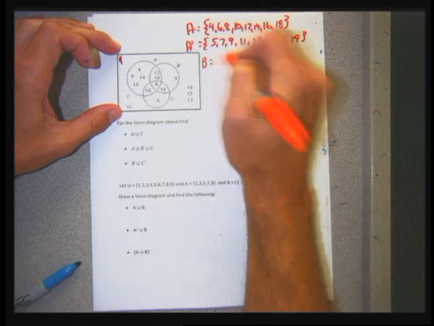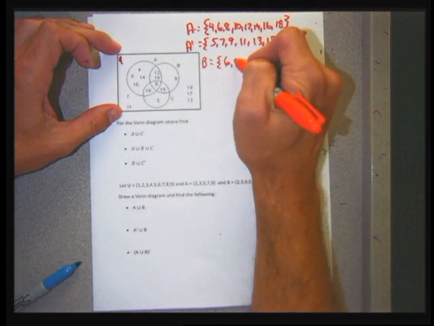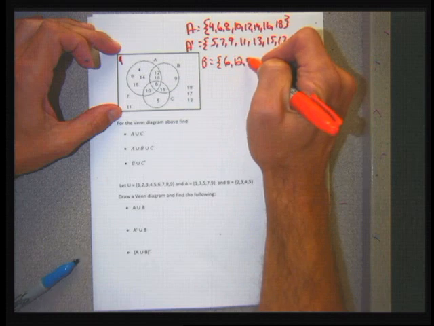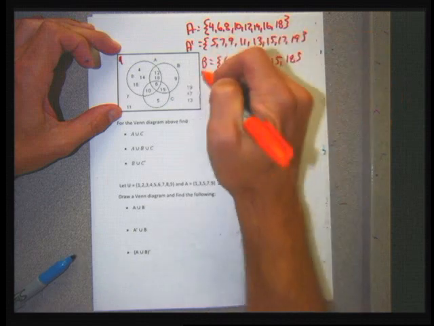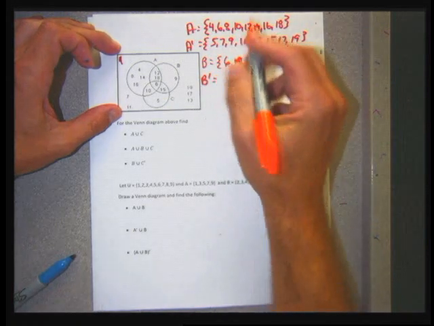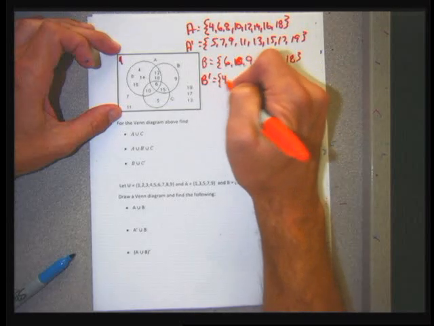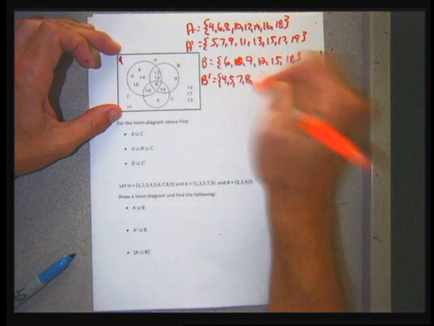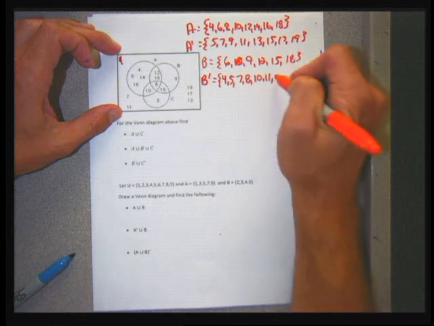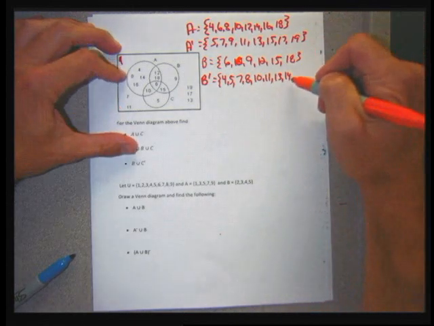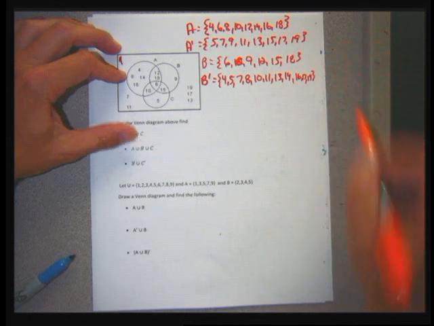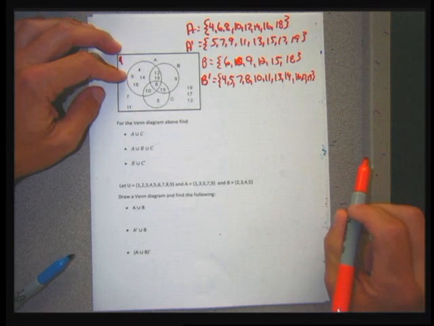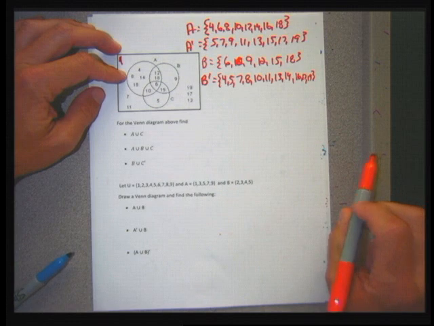B was the multiples of 3 in this set, which were 6, 9, 12, 15, and 18. B prime is the rest of the numbers between 4 and 19 that I haven't listed. So 4, 5, yes, 6, no, 7, 8, yes, 9, no, 10, 11, yes, 12, no, 13, 14, yes, 15, no, 16, 17, yes, 18, no, and 19. So B prime is 4, 5, 7, 8, 10, 11, 13, 14, 16, 17, and 19.